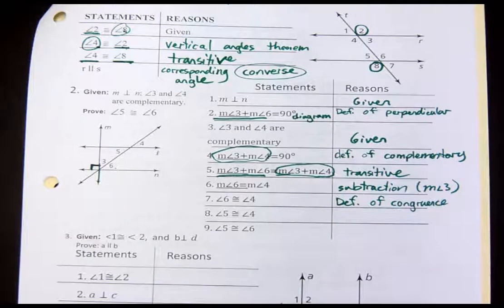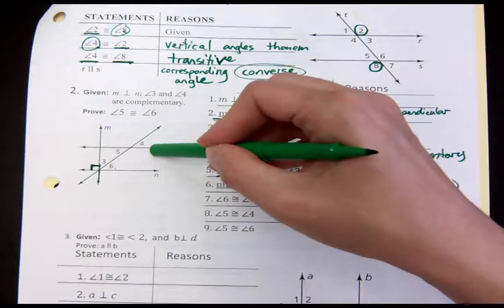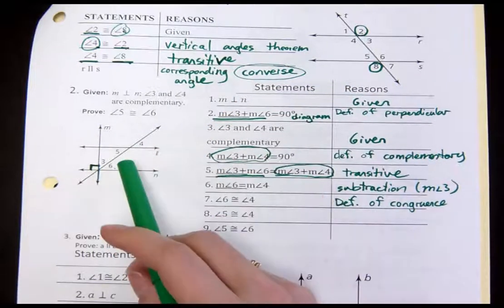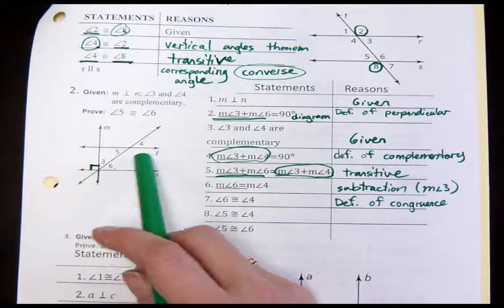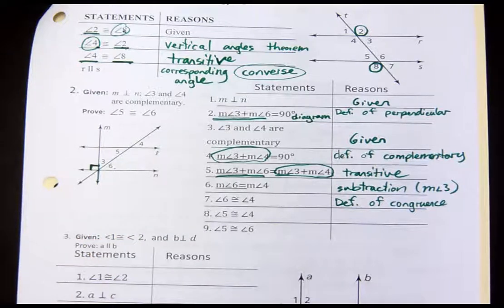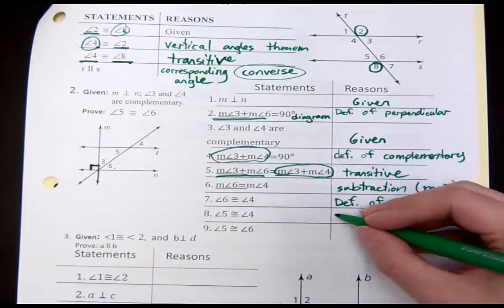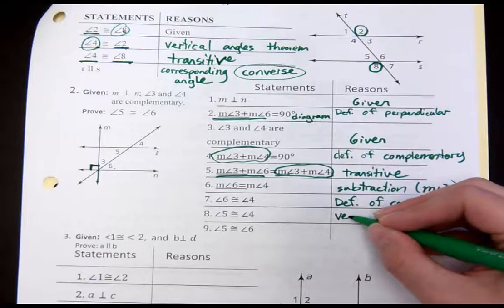All right, angle 5 is congruent to angle 4. Have we seen angle 5 yet? No. So where does it have to be coming from? Either the givens or the drawing, right? Looking at the drawing, do we know that angle 5 equals angle 4? Yes. How do we know that? Vertical angles always equal each other. No matter what else is happening, vertical angles equal each other.